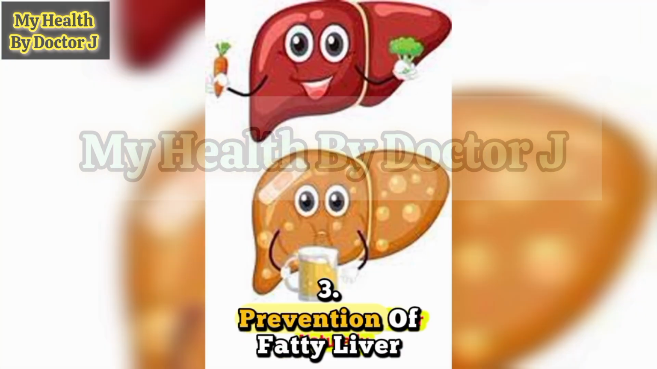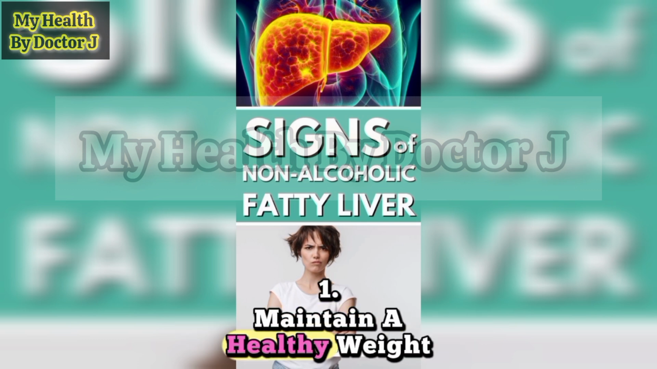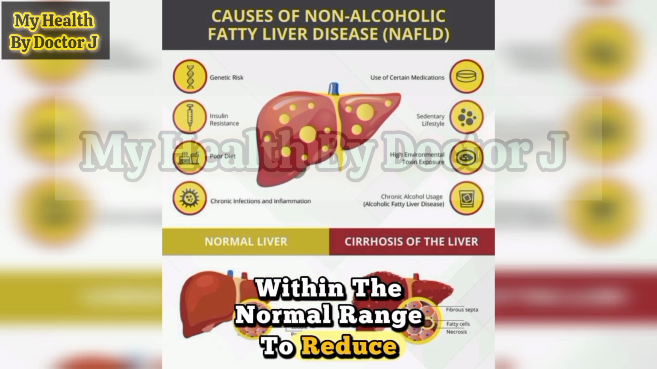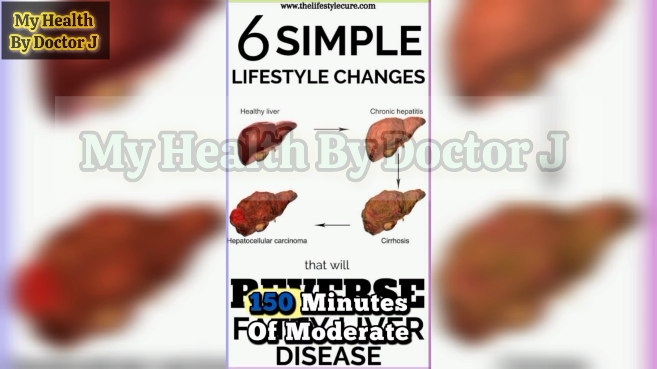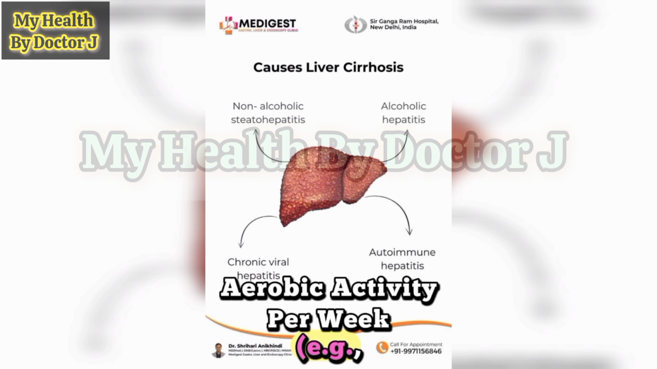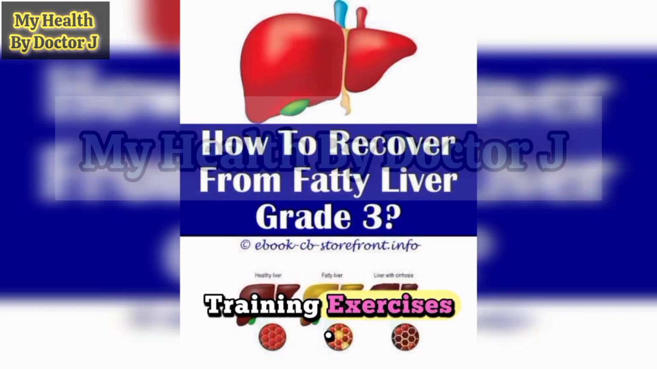3. Prevention of fatty liver disease. Lifestyle modifications. 1. Maintain a healthy weight. Aim for a BMI within the normal range to reduce liver fat accumulation. 2. Exercise regularly. Engage in at least 150 minutes of moderate aerobic activity per week, for example, brisk walking, cycling, and strength training exercises.